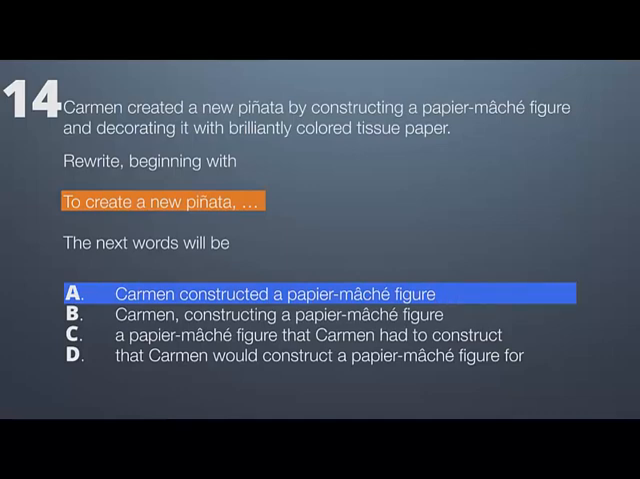The sentence should be rewritten. To create a new piñata, Carmen constructed a papier-mâché figure and decorated it brilliantly with colored tissue paper. Choice A avoids the errors of the other options by providing the past tense verb constructed to serve as one of the two main verbs in the sentence.